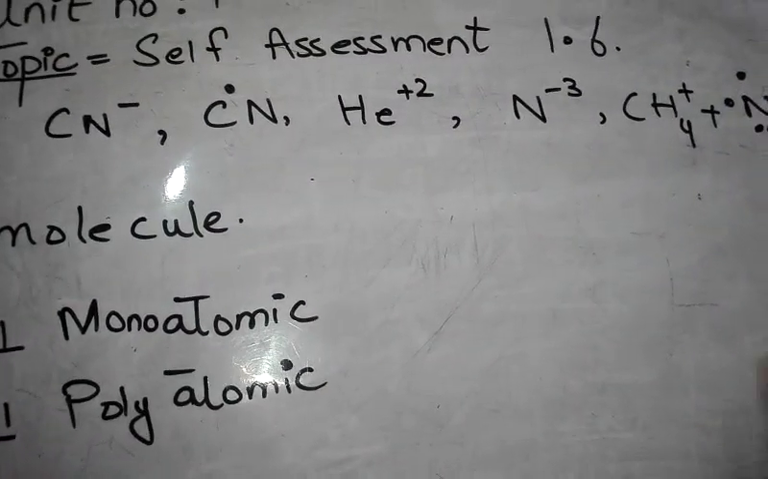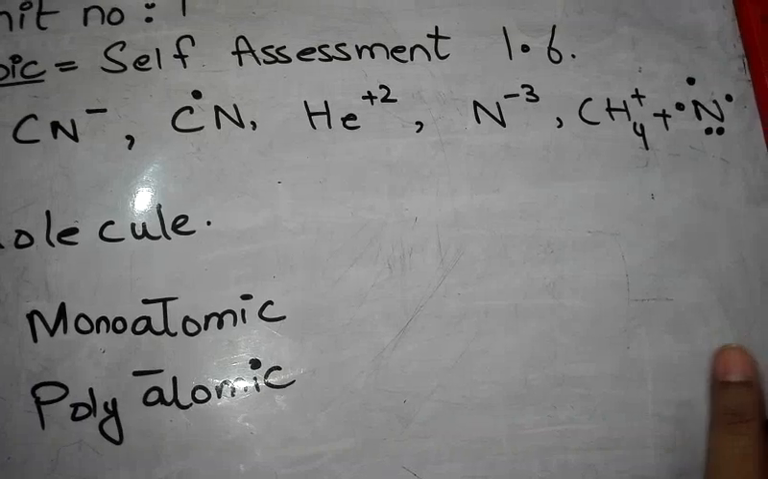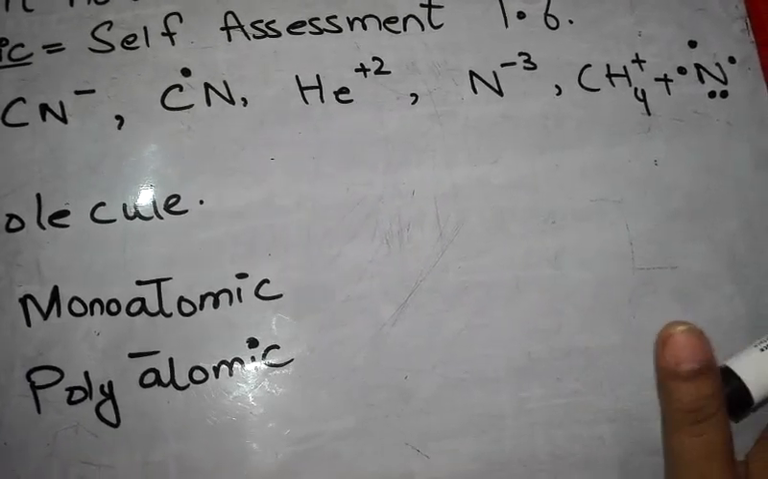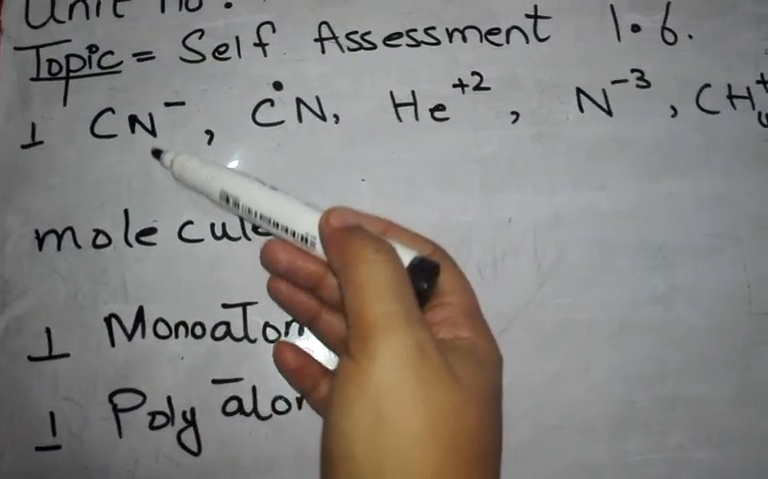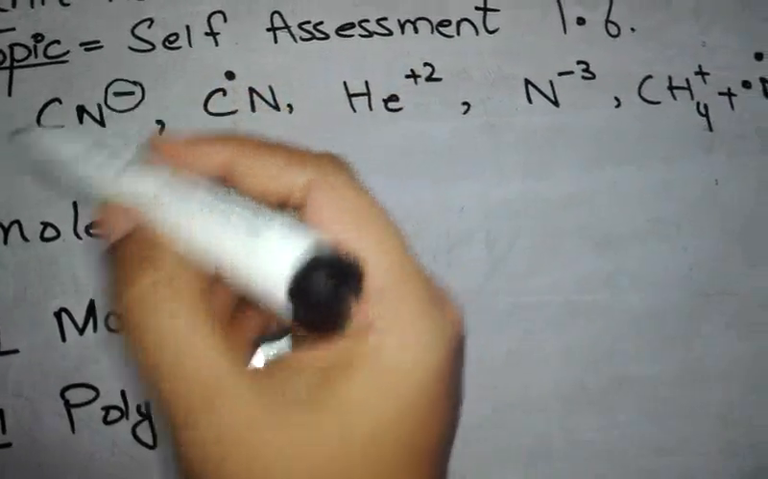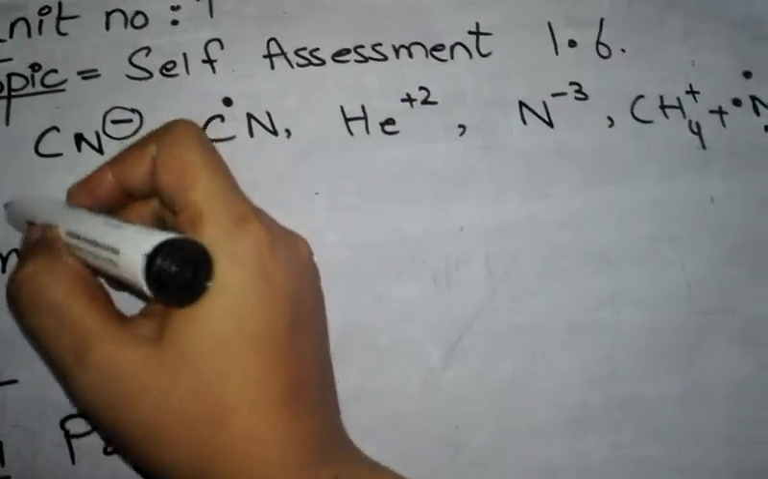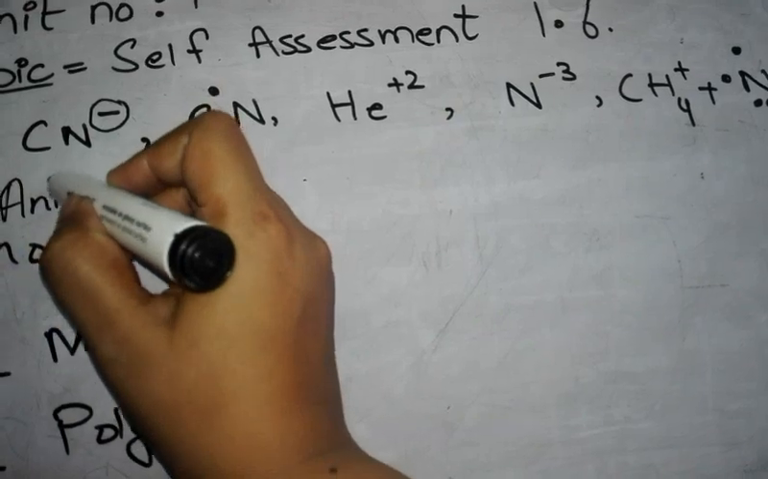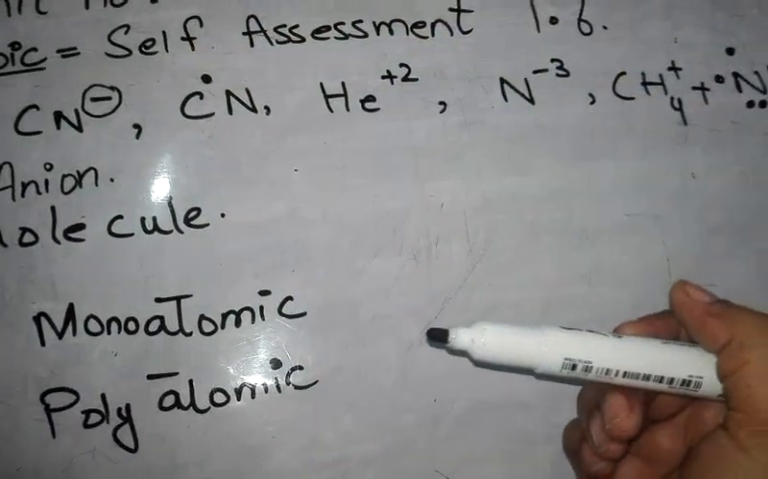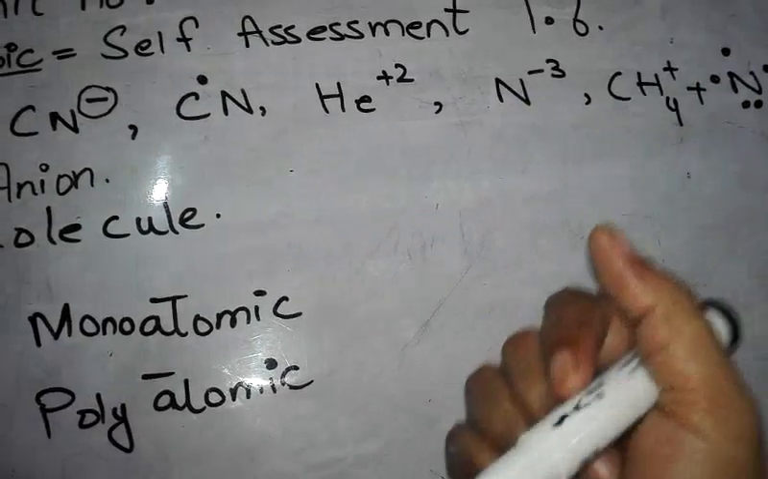So guys, here we have to identify the terms we have read yesterday: cations, anions, free radical, etc. So we have to identify the first one. What is this? It has a sign of minus onto that. So how will you identify what is it? This is an anion. Why? Because the negative sign shows that it has received electrons.